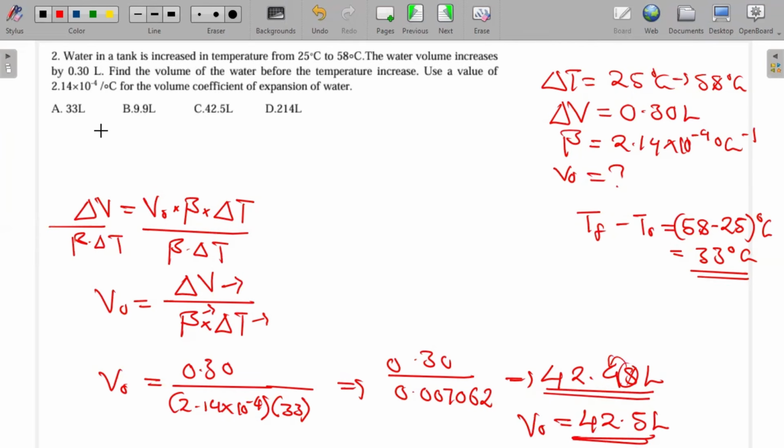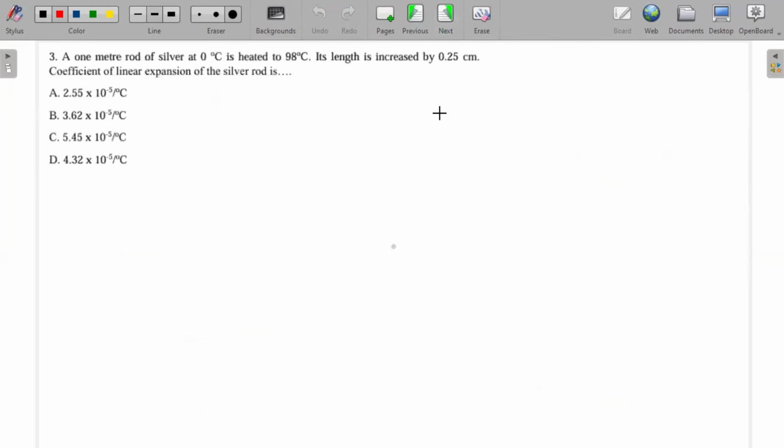And if I check the options that have been given, I'm sure all of us are going to agree with me that the option closest to the 42.5 that we've calculated here is option C. So option C is the correct answer in this particular case. Let's go to the next question, which is question 3.